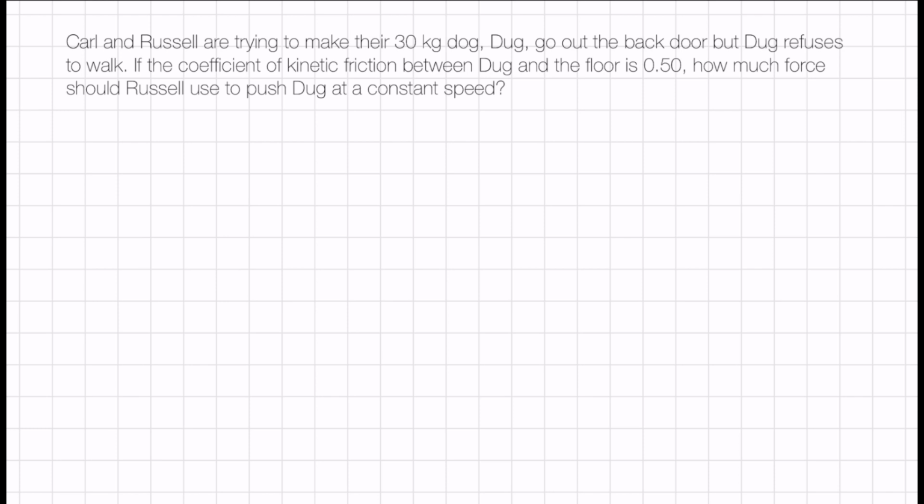Okay, so let's go ahead and highlight some givens and also some important information from this scenario. So the first thing I see is that the dog is 30 kilograms. That's a mass, okay? The next thing that I see is that the coefficient of kinetic friction is 0.5, so that's mu. And the last really important piece of information, which I'll highlight in pink, is that Doug is being pushed at a constant speed. So constant speed implies that acceleration is equal to 0, and that means that F net is also going to be equal to 0. In other words, all of our forces are going to have to cancel out.